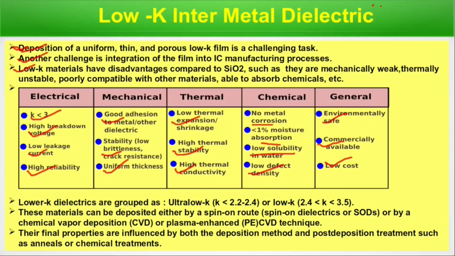Now lower K dielectrics are grouped as ultra low K, that is much less than 3, that is less than 2.2 to 2.4, or low K, that is between 2.4 to 3.5. These are called low K, and there are some ultra low also.